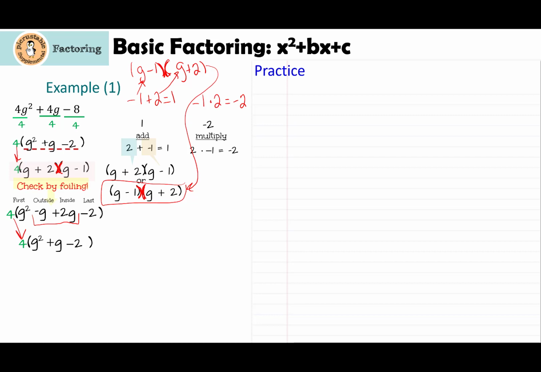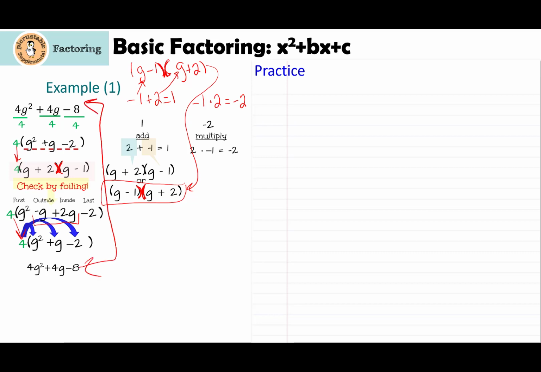We need to distribute to make sure it looks like our original. We need to make sure it looks like this guy. 4 times g squared is 4g squared. 4 times g is 4g. And 4 times negative 2 is negative 8. Oh my goodness. Do you notice something? Let me erase this here. This looks just like that.